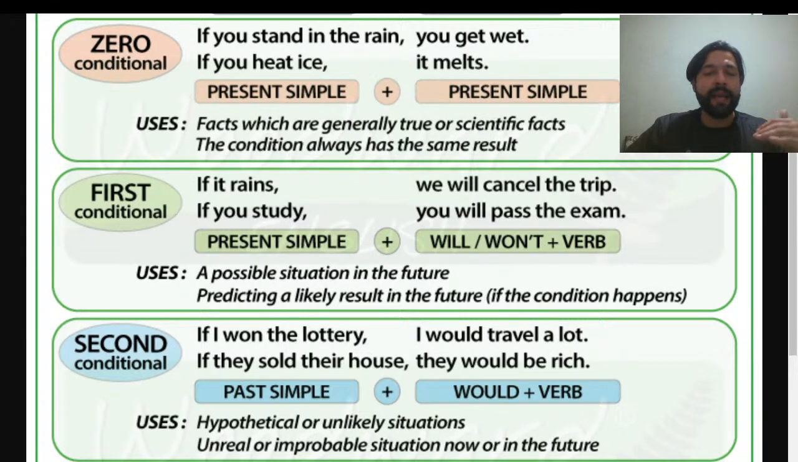So here basically I am asking very plain conditionals, with the perfect ideal structure. But in the second part of the class, with the presentation and the material, I'm gonna show you how we can mix. We can mix the second conditional and the third conditional, and the first and the second, because this is possible.